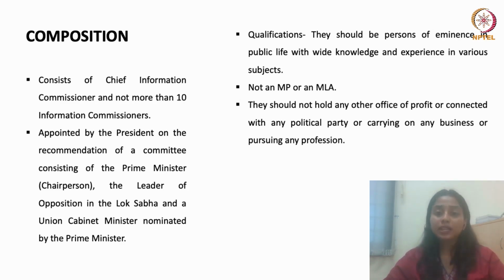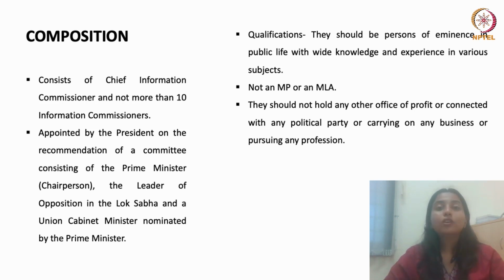Coming to the qualification of Chief Information Commissioner or Information Commissioners, they shall be persons of eminence in public life with expertise and knowledge in various subjects such as law, social service, journalism, science, etc. They shall not be members of parliament or members of legislative assemblies, and they should not hold any other office of profit, or be connected with any political party, and they shall not be pursuing any other profession along with being a Chief Information Commissioner or Information Commissioners.